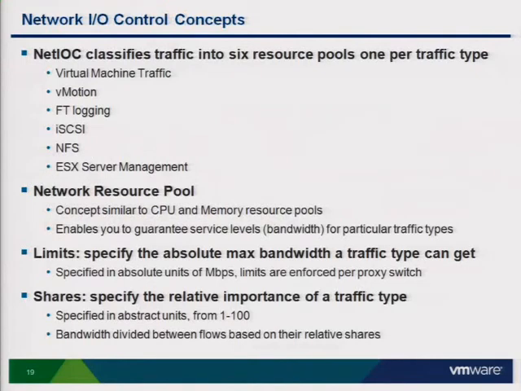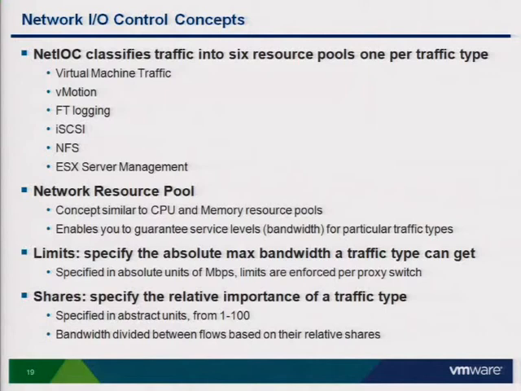So, network I/O control. In 4.1, we introduced the notion of traffic types. There are 6 traffic types that the infrastructure fundamentally recognizes, from virtual machine traffic to ESX server management traffic. There are 3 concepts that we also introduced as part of the network I/O control feature. The first one is the network resource pool. A network resource pool concept is very similar to what you already have in the DRS-based environments for CPU and memory. It enables you to guarantee certain service level guarantees for network traffic.